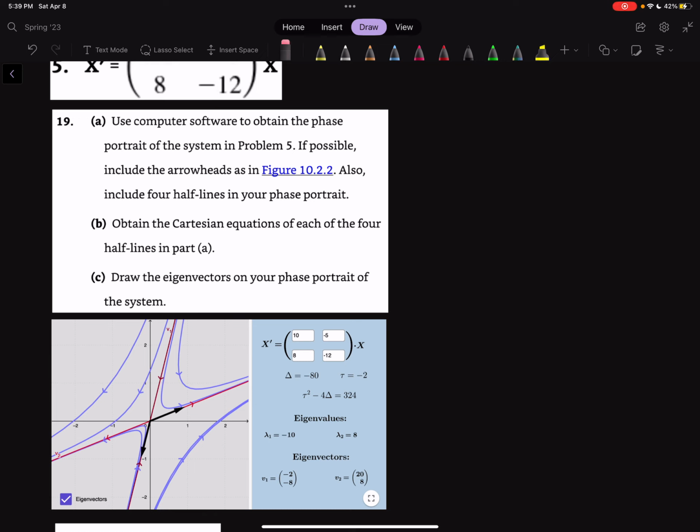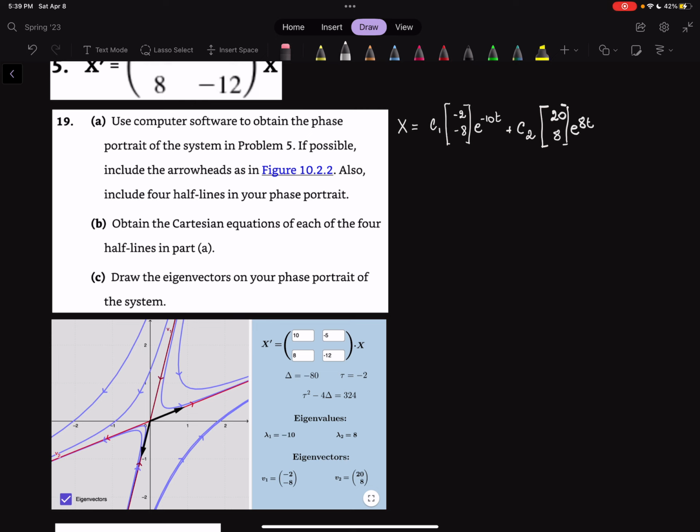Obtain the Cartesian equation for each of the 4 half lines in the plane. So looking at my eigenvalues and my eigenvectors, I know that my general solution, x, is going to be equal to c sub 1 times my first eigenvector, which is -2, -8, all multiplied by e to the first eigenvalue times t, plus c2 times my second eigenvector, which is 20 and 8. I can see it from the plotter, multiplied by e to the 8t.